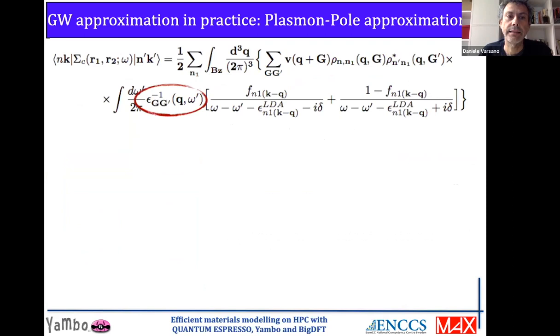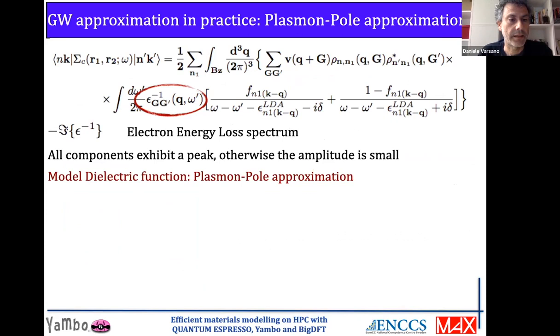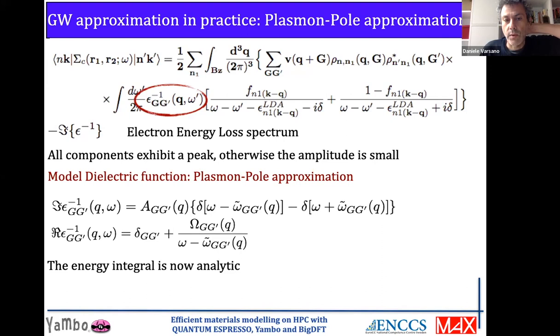This is quite delicate. You can think to do it on a regular grid of frequency. This is very, very intensive. What is done usually in many calculations, but should be done with care, is to use a model dielectric function, a model dielectric function that is used in the plasmon pole approximation. You make the assumption, which in most semiconductors can be made, that your dielectric function has just one peak, has just one pole. So you consider a pole for each component, the GG prime, of your dielectric function. And with this assumption, now the integral is analytic.